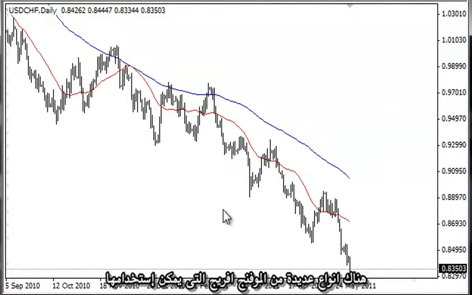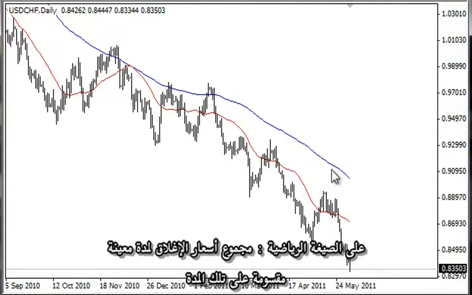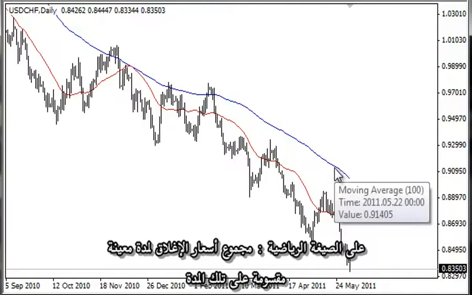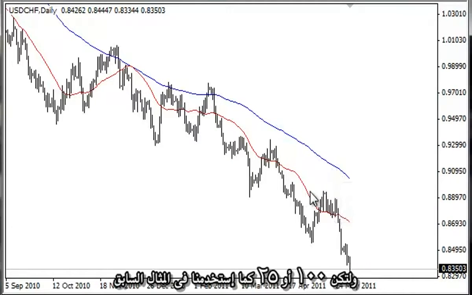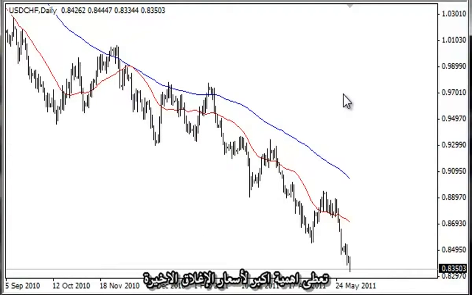There are different moving averages that you can use. These are the simple moving averages, which is just the simple mathematical formula of X amount of periods added together divided by the periods that you're using, for example 100 or 25. But there are also exponential moving averages, which are just as common to see, and they give, through a fairly complex mathematical formula, a little bit more weight to the more recent candles.